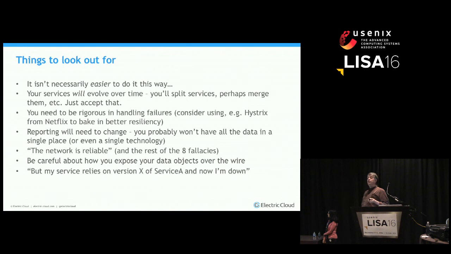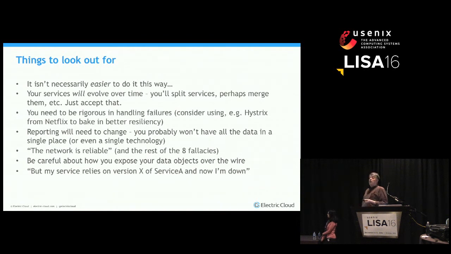Your reporting may need to change. Your data may not be in the same layout or structure that it was before you broke apart the monolith. So you need to keep that in mind. And then the network is reliable and all of the other fallacies of distributed/network computing, infinite bandwidth, no latency, all of those kinds of things. Keep those in mind because you will be suffering from all of them in your microservices architecture, even if you're sitting on a really fast backbone in your data center.